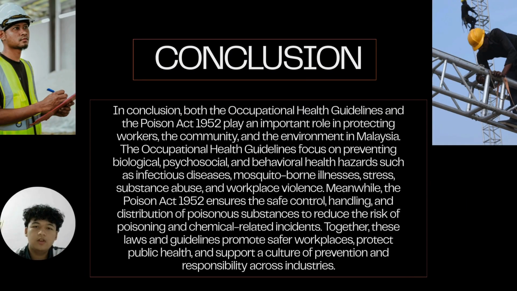In conclusion, both the Occupational Health Guidelines and the Poison Act 1952 play an important role in protecting workers, the community, and the environment in Malaysia. The Occupational Health Guidelines focus on preventing biological, psychosocial, and behavioral health hazards such as infectious disease, mosquito-borne illness, workplace stress, substance abuse and violence at work. On the other hand, the Poison Act 1952 ensures the safe control, handling, and distribution of poisonous substances to reduce the risk of poisoning and chemical-related incidents. Together, these laws help create safer workplaces to protect public health and promote a strong culture of prevention and responsibility across all industries.